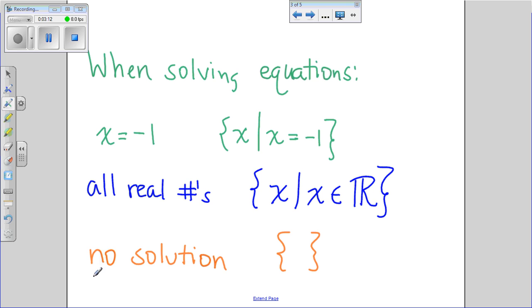And then the third possibility was that there was no solution at all. If there's no solution at all, this is what the set notation looks like. This is called the empty set. There's nothing in it, which means there is no solution. X can't be any number.